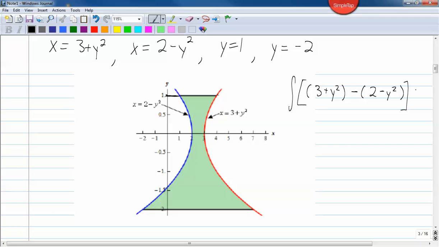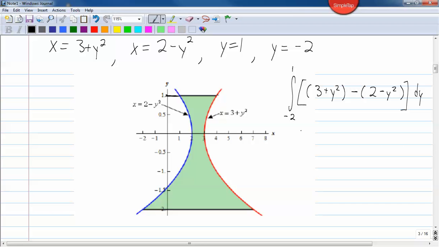And then, of course, that's dy, because this is all with respect to y. Now we need to figure out the boundaries. Now remember, the boundaries, if you're integrating with respect to y, are the y intersection points here. So it's going to be from y is what? -2 to 1. So -2 to 1.